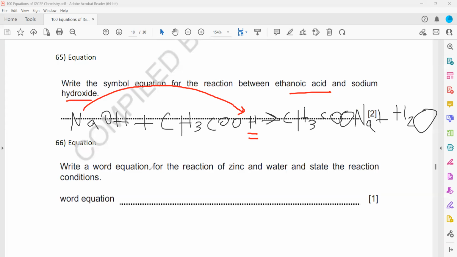So salt will be sodium ethanoate and H2O, the water is there. Then write a word equation for a reaction between zinc and water and state the reaction condition. Not about reaction condition, this is a word equation. The question is word equation. So in a word equation, we just have to mention zinc plus water gives zinc hydroxide plus hydrogen will be the product.